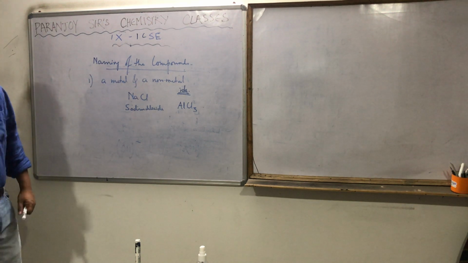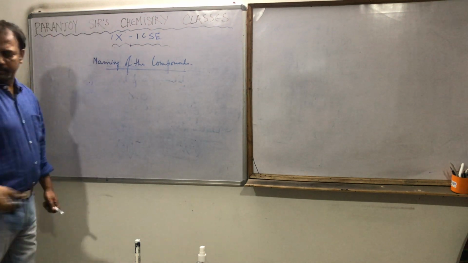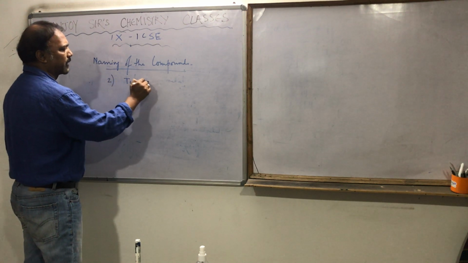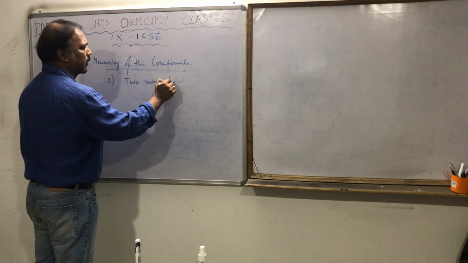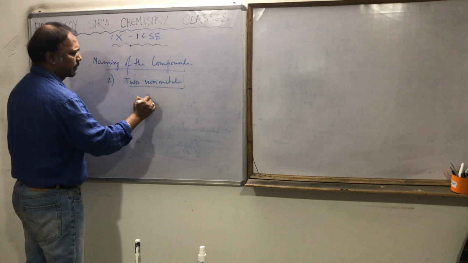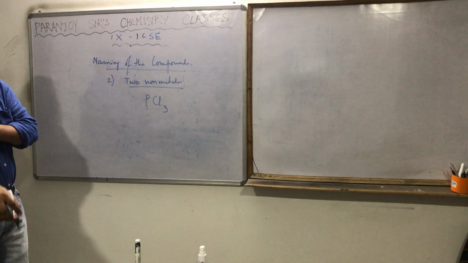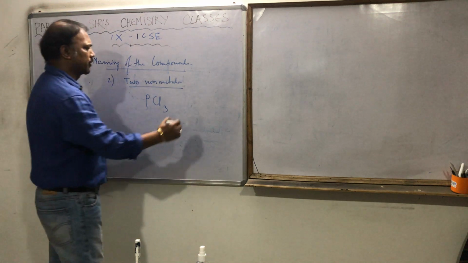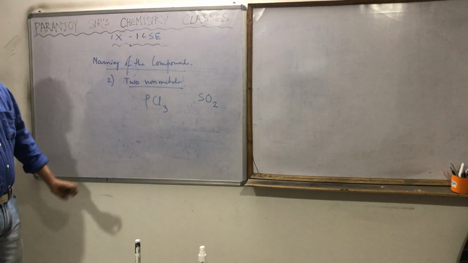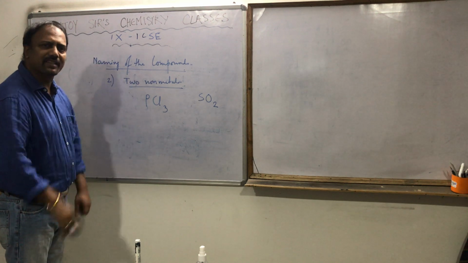Now the second one is two non-metals. The second type is where both are non-metals. When two non-metals are there, for example, let me take an example, PCl3. Or suppose SO2. Anything. Now, in this particular case, the first non-metal is named as it is.